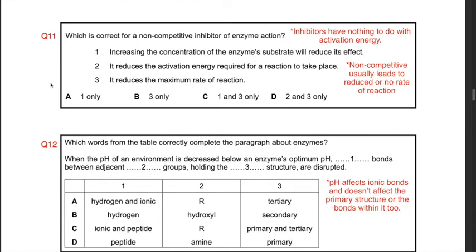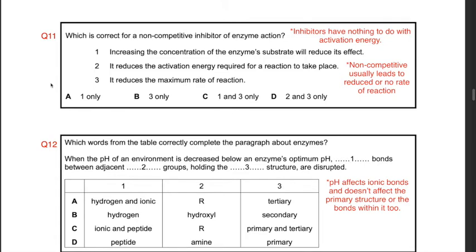Question 11. Which is correct for a non-competitive inhibitor of enzyme action? 1. Increasing the concentration of the enzyme substrate will reduce its effect. 2. It reduces the activation energy required for a reaction to take place. 3. It reduces the maximum rate of reaction. If you look at statement 1, increasing the concentration of the enzyme substrate has nothing to do with the effect because non-competitive inhibition usually leads to reduced or no rate of reaction. Therefore, statement 1 is incorrect.